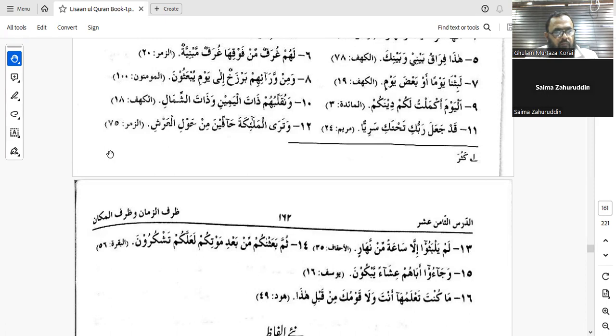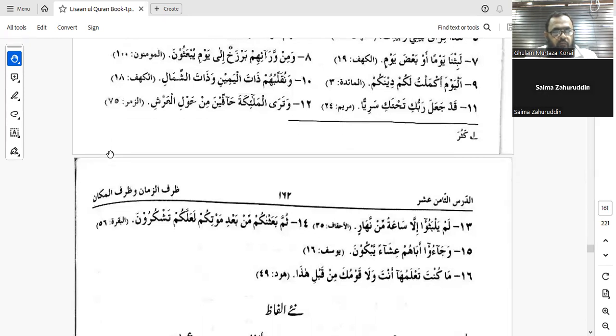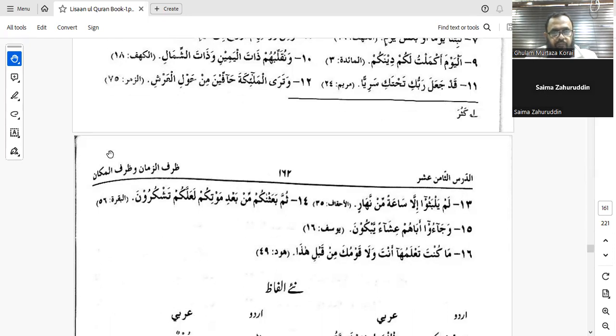So the next one is من ورائهم. So وراء is the ظرف مكان. برزخ إلى يوم يبعثون. اليوم is ظرف زمان. أكملت لكم دينكم. نقلبهم ذات اليمين وذات الشمال. So ذات اليمين وذات الشمال is ظرف مكان. Very good. قد جعل ربك تحتك سريا. So تحت is ظرف مكان.